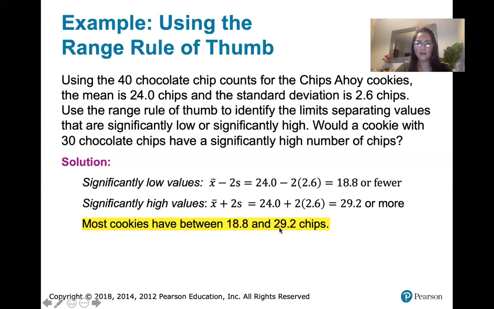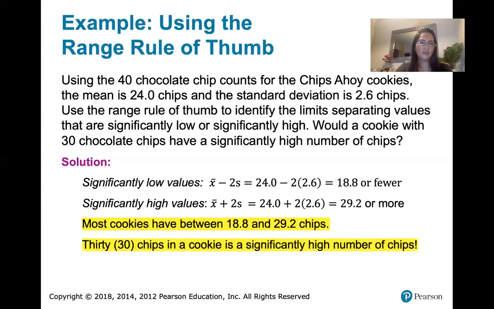It's in that upper range, what we would call a tail. It's in that upper tail or that right tail of the distribution. So that cookie with 30 chocolate chips has a significantly high number of chips.